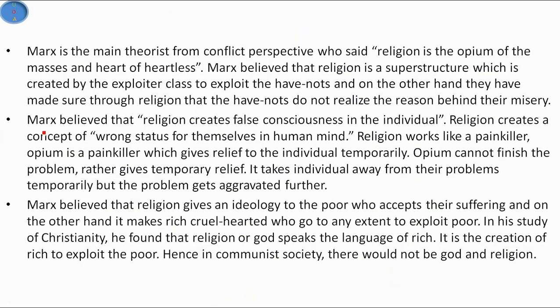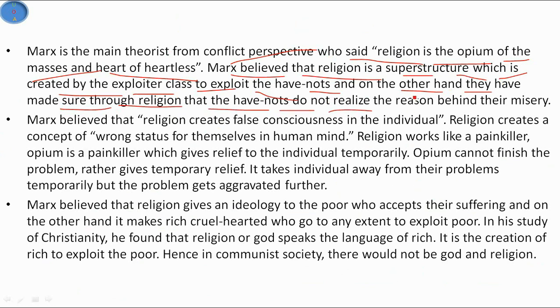So Marx is the main theorist from the conflictist perspective who said religion is the opium of the masses and the heart of the heartless. Marx believed that religion is a superstructure which is created by the exploiter class to exploit the have-nots, and on the other hand they have made sure through religion that the have-nots do not realize the reason behind their misery. Marx believed that religion creates false consciousness in the individual. Religion creates a concept of wrong status for themselves in the human mind.